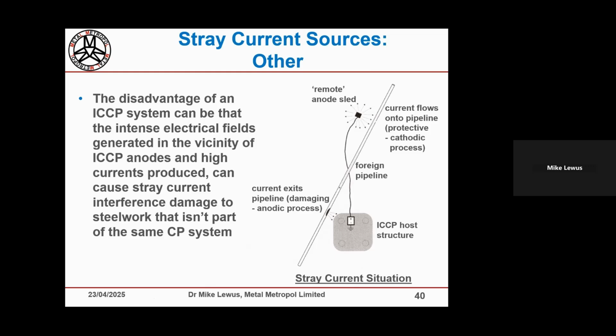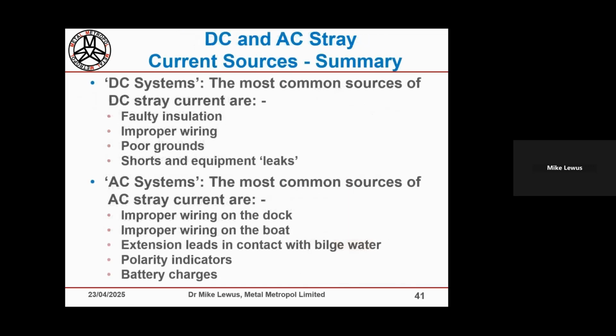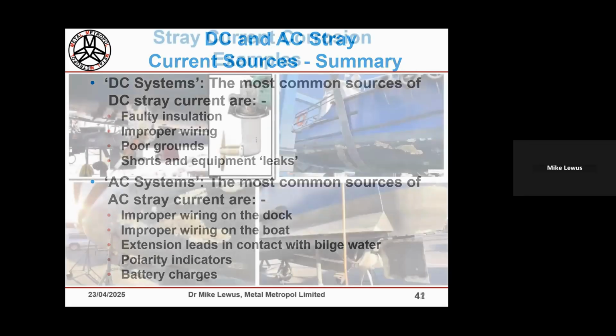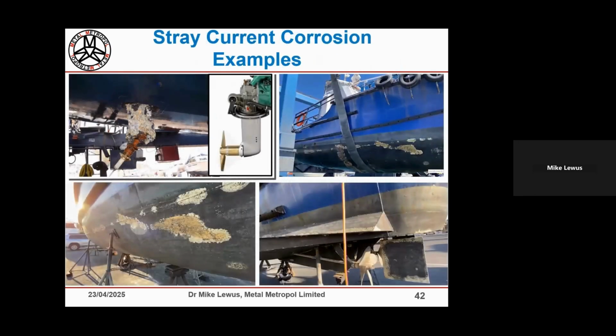Yeah, this is just showing you that a foreign structure, and it could be a boat, can be affected by a powerful ICP system that's in the vicinity. So, a list of most common sources: DC stray currents, faulty wiring, faulty insulation, I should say, improper wiring, poor grounds, shorts and equipment leaks. AC, it's more to do with dockside power systems. And some typical examples of stray current corrosion.